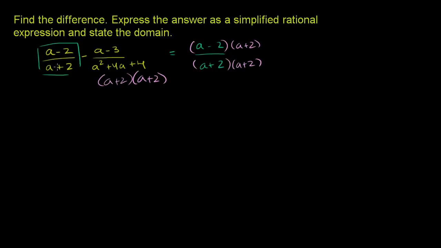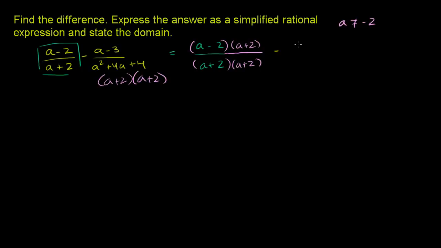That would have made this undefined. It would have also made this undefined. So throughout this whole thing, we're going to assume that a cannot be equal to negative 2. The domain is all real numbers. a can be any real number except for negative 2. So the first term is that. I'll extend the line a little bit. And then the second term doesn't change because its denominator is already the common denominator.